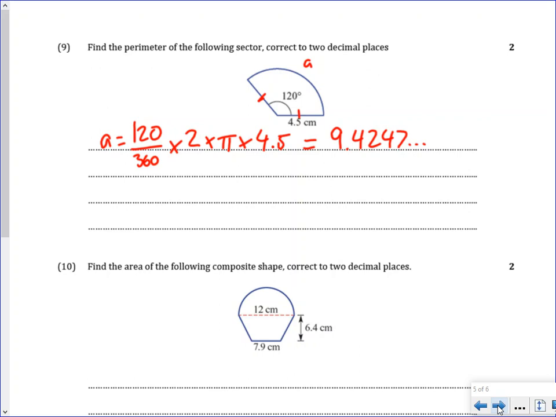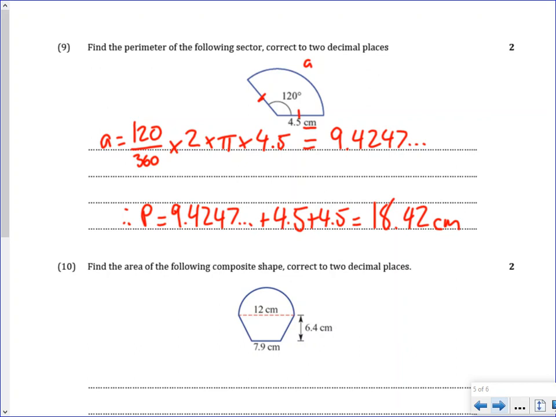If you just wrote that as your answer, you've only found that arc length. We also need to add 2 lots of 4.5. So therefore, the perimeter equals 9.4247... Again, it's not rounding until the end. Plus 4.5 plus 4.5, which equals 18.4247, and so on. Now that we're at the end of the question, this is where we can round. So 18.42. And also note that the units are in centimeters, so we should write that as well.